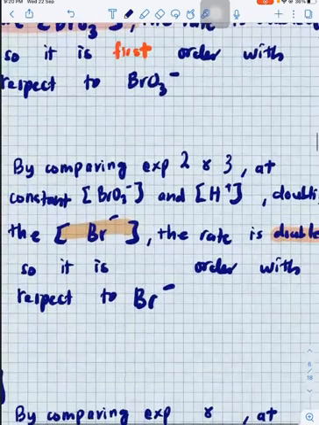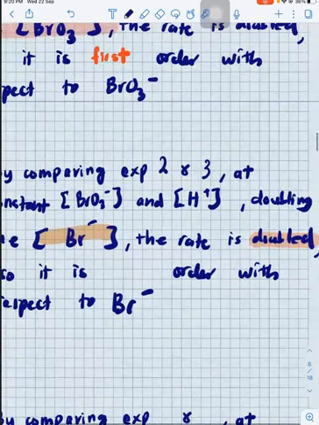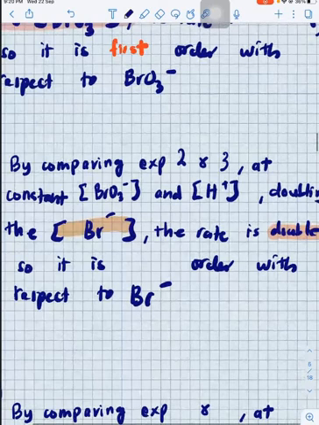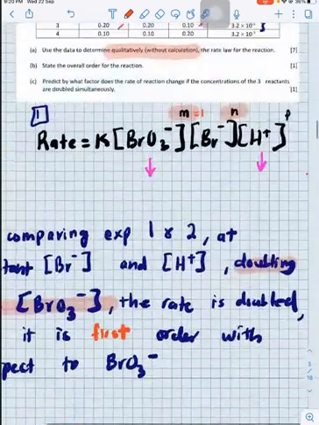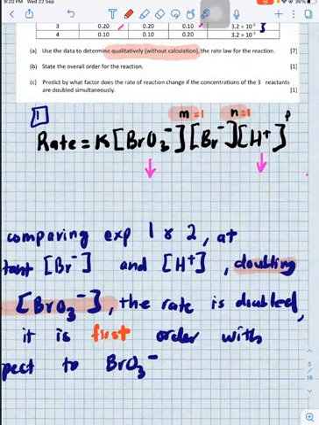Doubling the concentration of Br minus, the rate is double. So it is again first order, again a first order reaction with respect to Br minus. So kita dah dapat dah N kita sama dengan 1 juga dalam kes ni. Okay, so last one kita nak cari P pula.